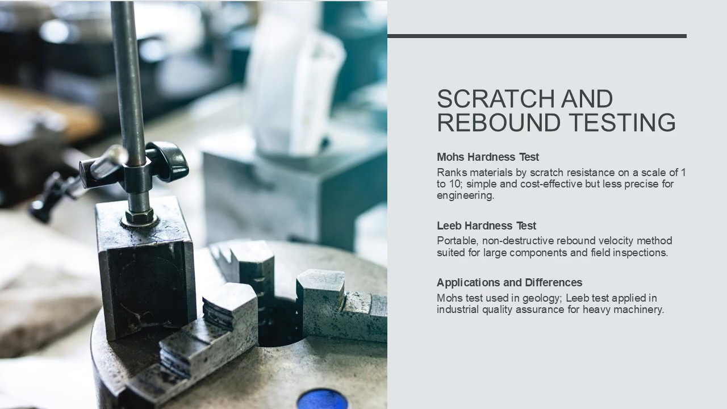Next, let's talk about scratch and rebound testing, that is Mohs and Leeb hardness tests. The Mohs hardness test is a qualitative method that ranks materials on a scale from 1 to 10 based on their ability to resist scratching by reference minerals. It is simple and inexpensive but lacks precision for engineering applications.